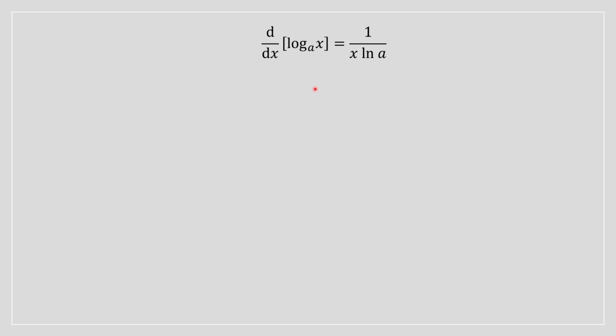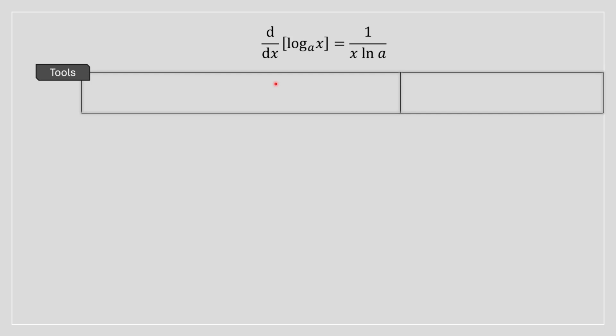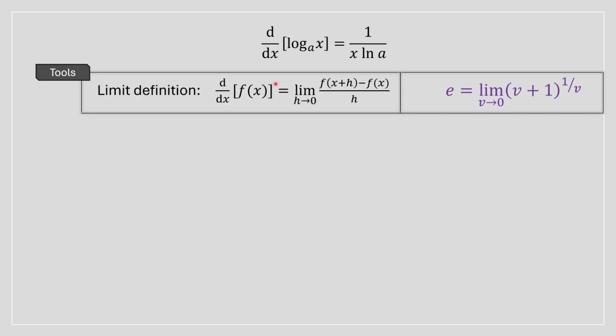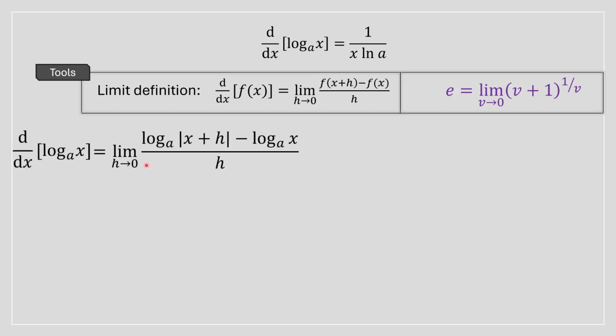So in the last example, we looked at log of x. Log of x by default is set to base 10. Now we're looking at a very general example where a could be any term, the base can be any term. So I'll show you how to solve this. Same as before, you're going to be using the same tools: your limit definition and your Euler's number represented as a limit. Very important. So you're going to just apply the limit definition, same as usual.